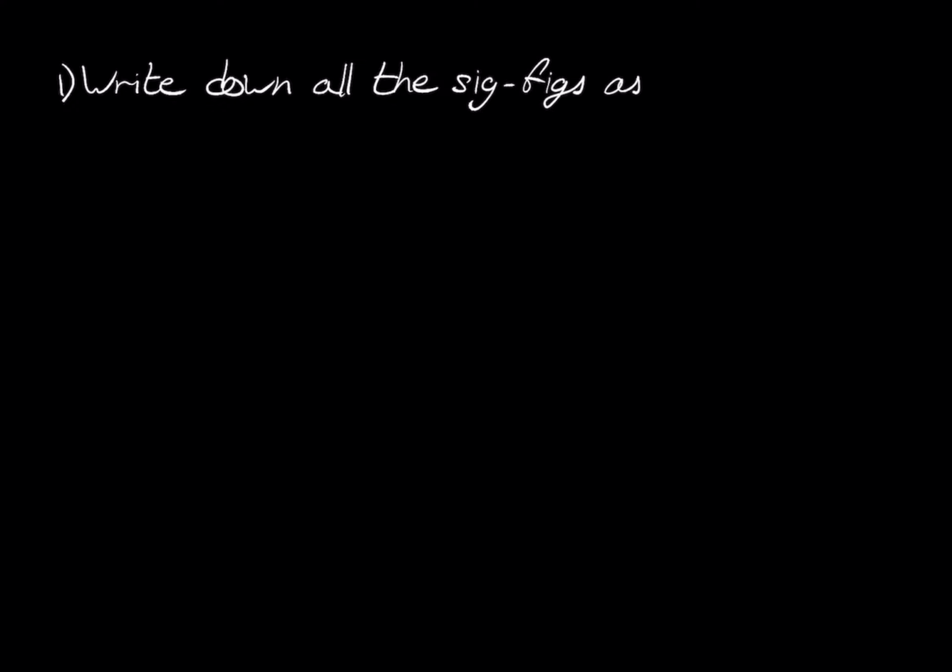Now let's see how we can convert numbers to scientific notation by following 3 steps. I'm first going to briefly mention all of the steps and then go through them one by one with an example. The first step is to write down all of the sig figs in the given number and write them as a number between 1 and 10. If you don't know what numbers are considered significant, take a look at the video I made on significant figures, link in the description, and then come back.